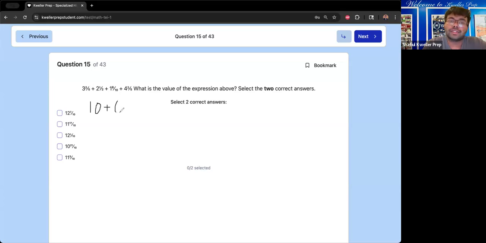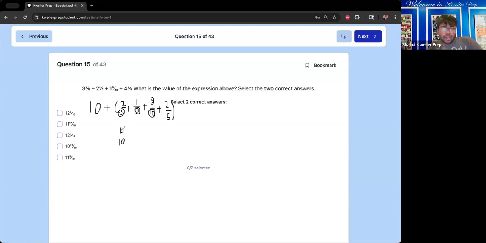Now we have to combine the fractions. So 2 over 5 plus 1 over 2 plus 8 over 10 plus 2 over 5 again. Remember, when you add fractions, they have to have the same denominator. It's 2, 5, and 10. So the least common denominator should just be 10. 2 times 5 is 10. 5 times 2 is 10. 10 times 1 is 10.